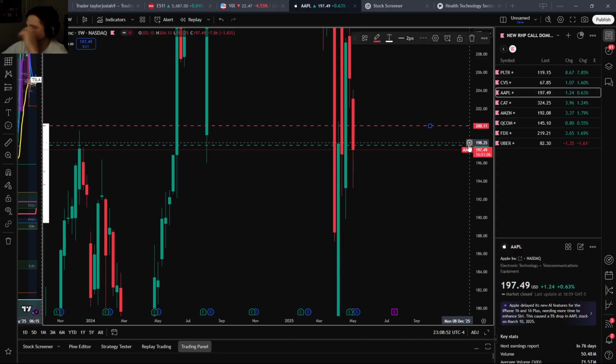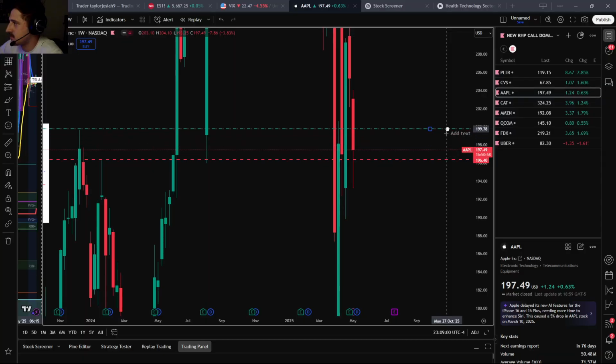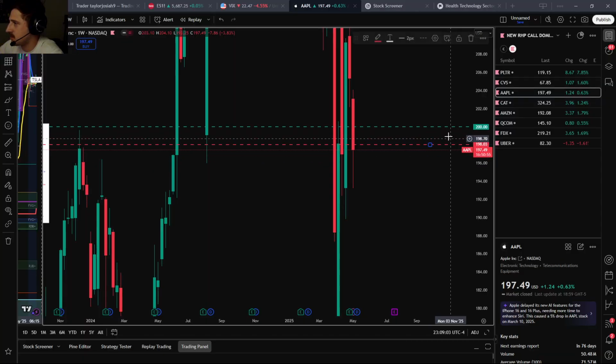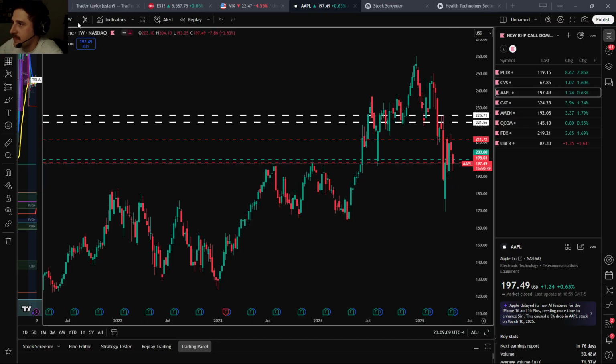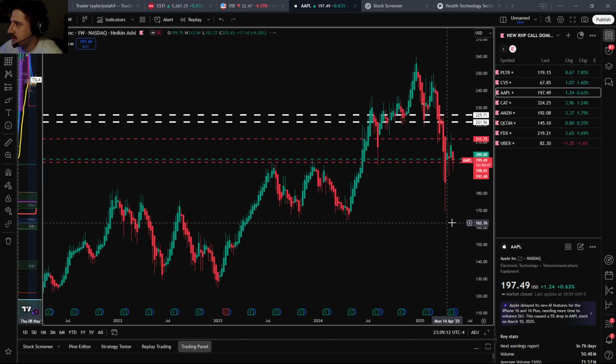So this isn't really an area where I'd want to trade in. Let me flip these to make it more visual. 200, 198, reset chart view. You don't really need to see this anymore. And then go back to this.